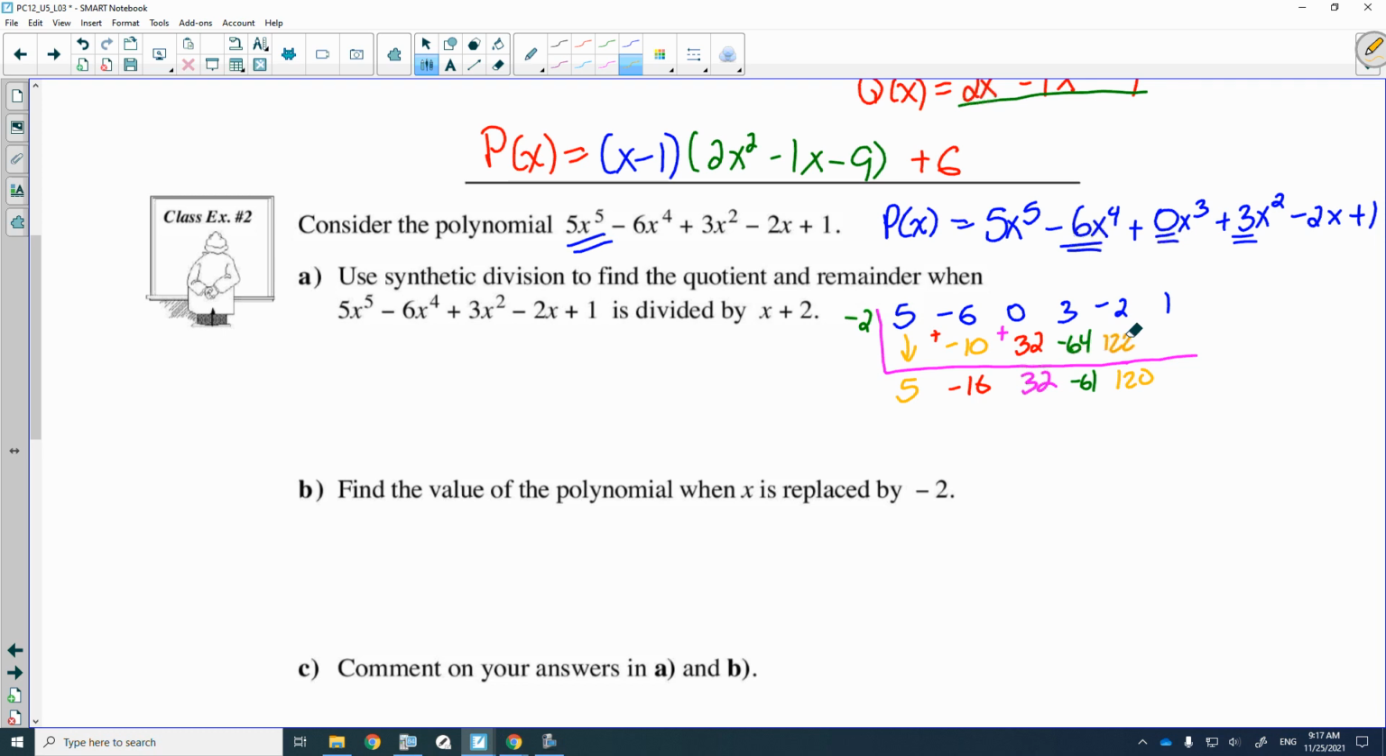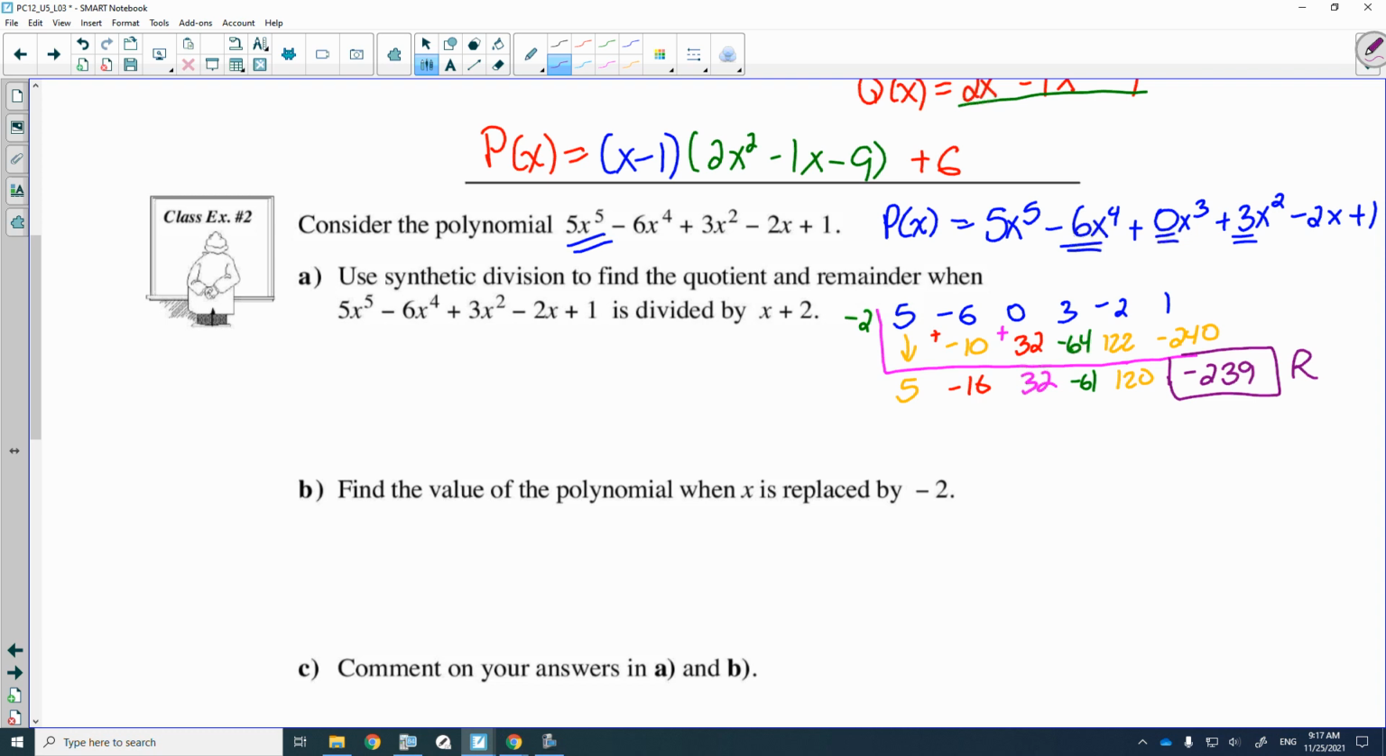Then you multiply. 120 times negative 2 is going to give us a negative number. 120 times 2 is going to give us negative 240. And then you add. It's going to be 1 plus negative 240, which is negative 239. I always box in that last term.